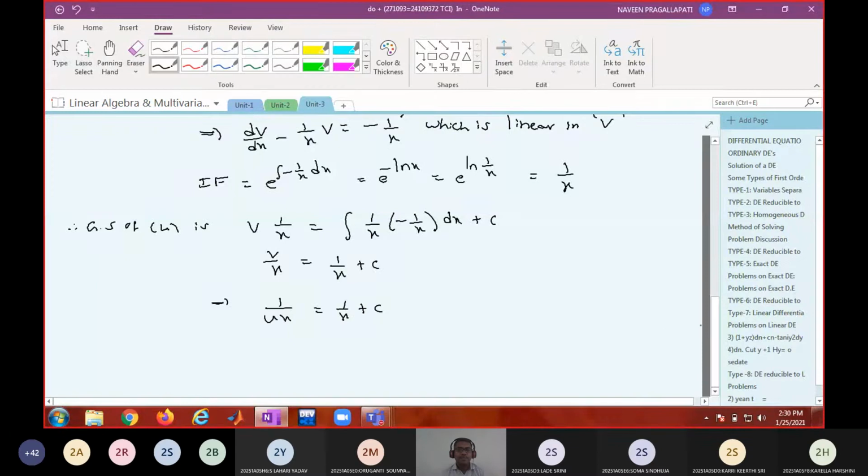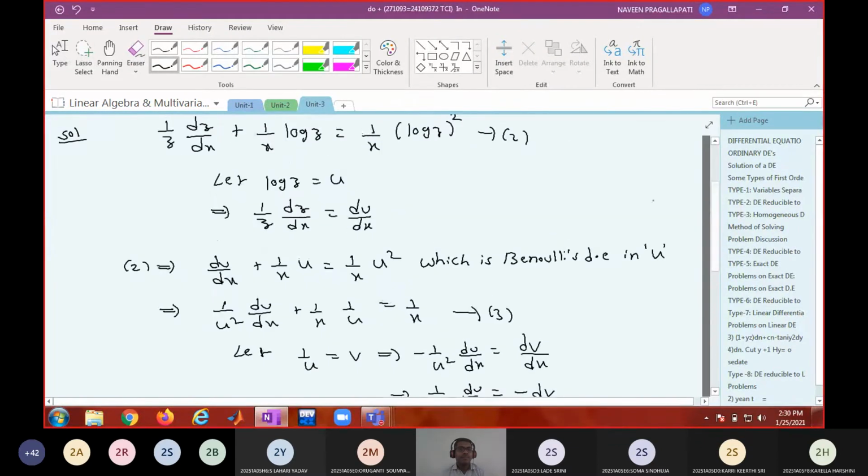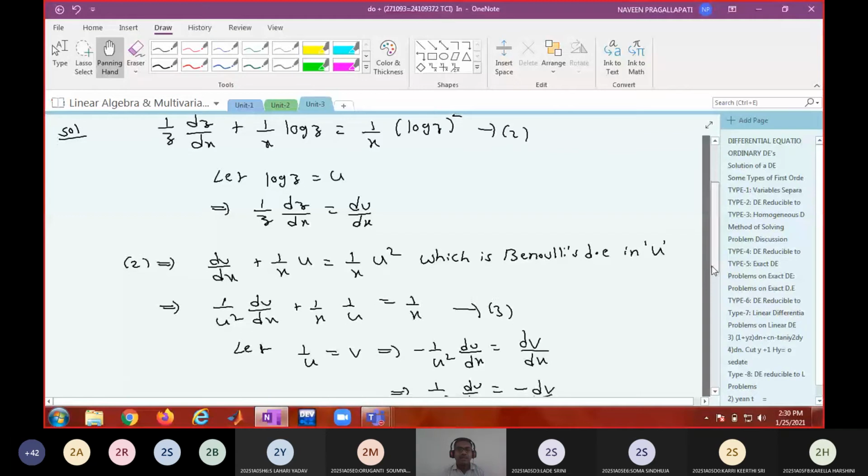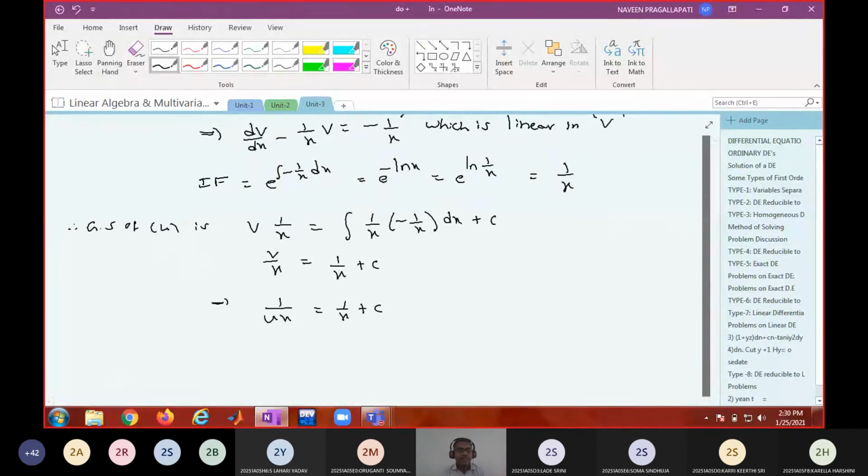But what is u? U is log z. Therefore, this implies that 1 by x log z equal to 1 by x plus c is the general solution. Do you understand? So this is a DE reducible to Bernoulli and hence reducible to linear. So this is a DE reducible to linear.